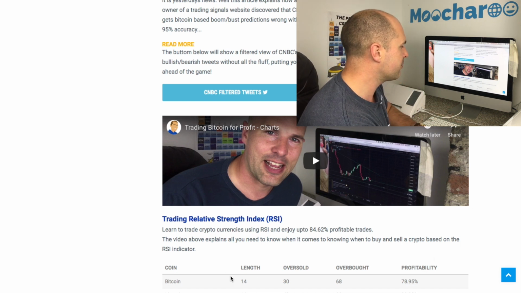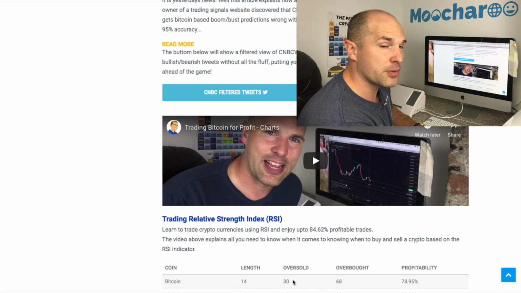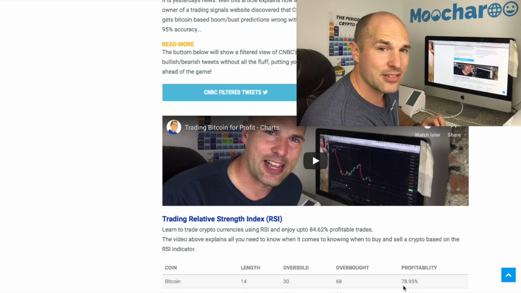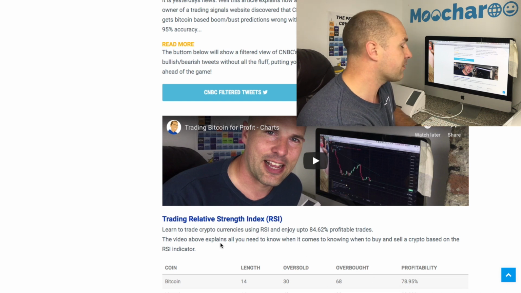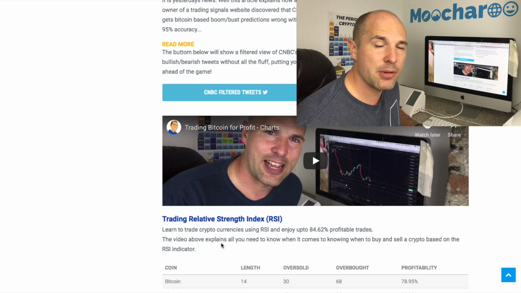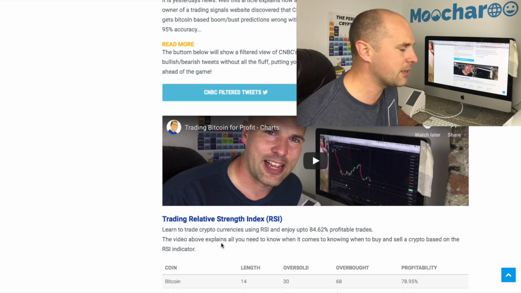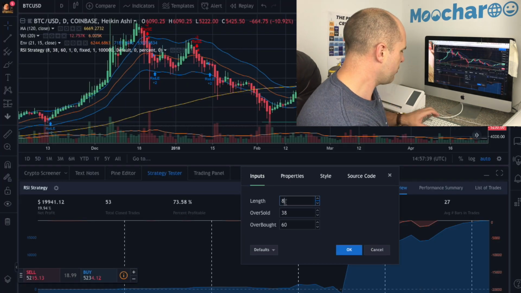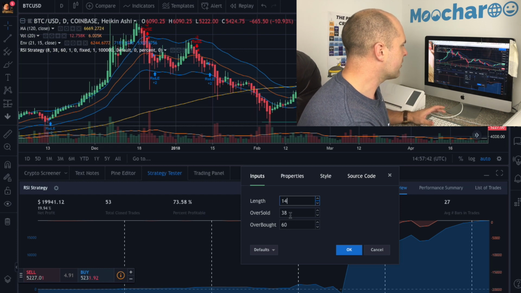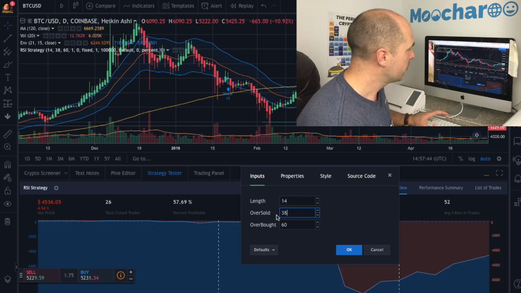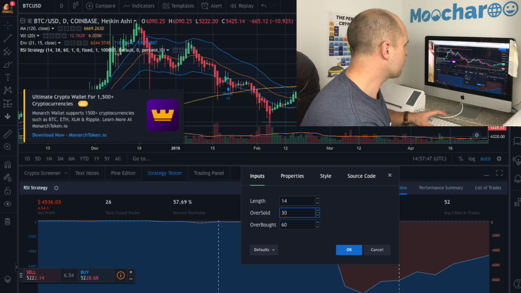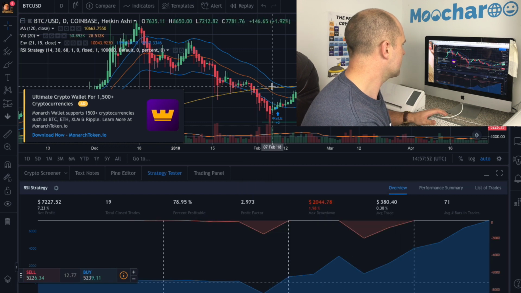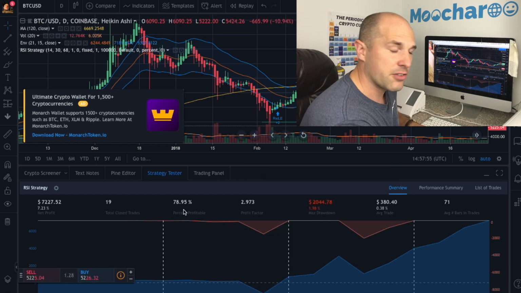We can see that the length is 14. Oversold position should be on 30. Overbought on 68, and that should give us a profitability of about 78.95, and that's what I found to be the best. Maybe if you want to try this yourself, you may be able to find better results, but if you don't want the hassle of going through this and you just want to take a quick look at the RSI as we was looking at earlier, you'll be able to just jump straight in and do that with the figures that I've already worked out here. So I believe that was 30 and 68. Gives us 78.95%.